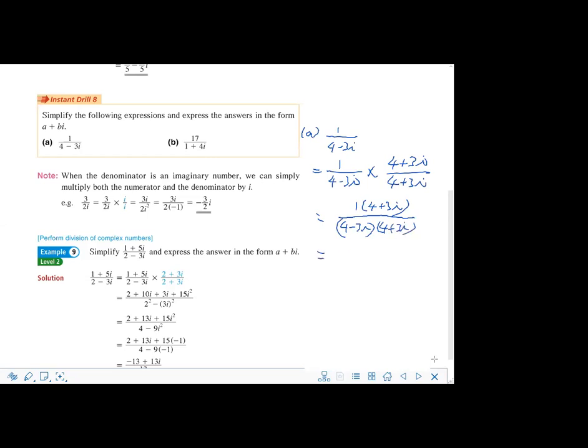Top part, it is just 1 times 4 plus 3i. And the bottom part, it becomes 4 squared minus (3i) squared. Okay, so it is 4 plus 3i over 16 minus 9i squared. But the i squared is changed to -1. So it is 25. Okay, and then you need to split. It becomes 4 over 25 plus 3 over 25 i. So that is the final answer of part A. Okay, and then for part B.